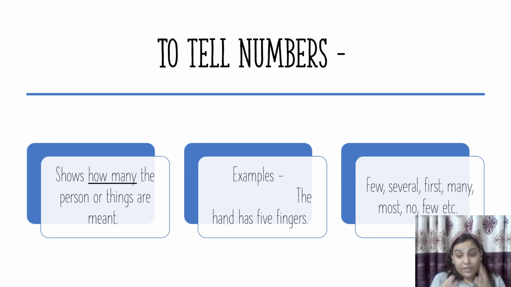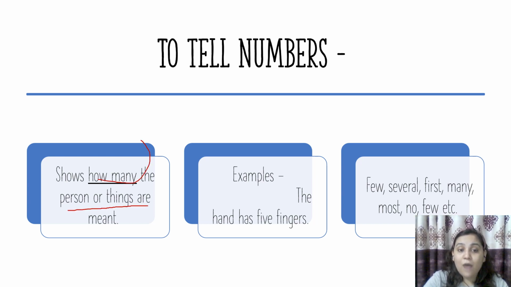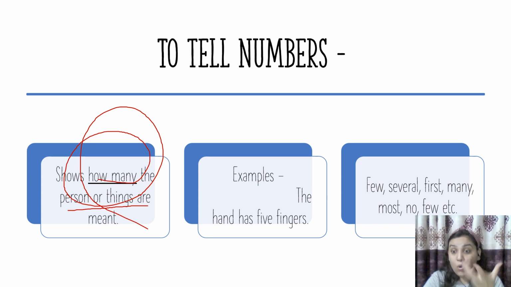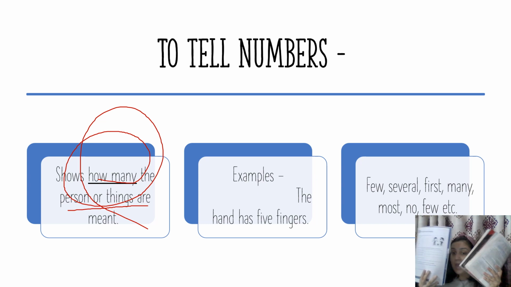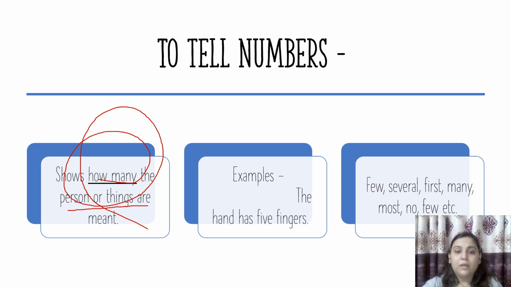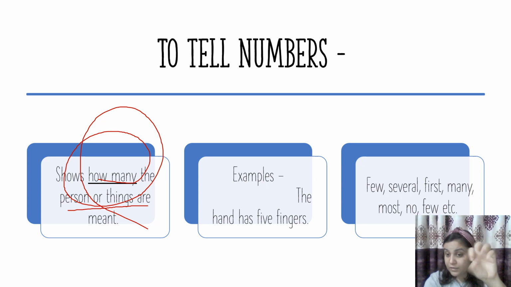Next is, adjectives are used to tell numbers also. So again, I'm going to refer back to quantity after we finish talking about the numbers. It shows how many persons or things are meant. How many books are there in your hand? I have 2 books in my hand. Examples are, the hand has 5 fingers. How many fingers are there in your hand? 5. How many eyes do I have? 2. So we'll talk about the numbers.